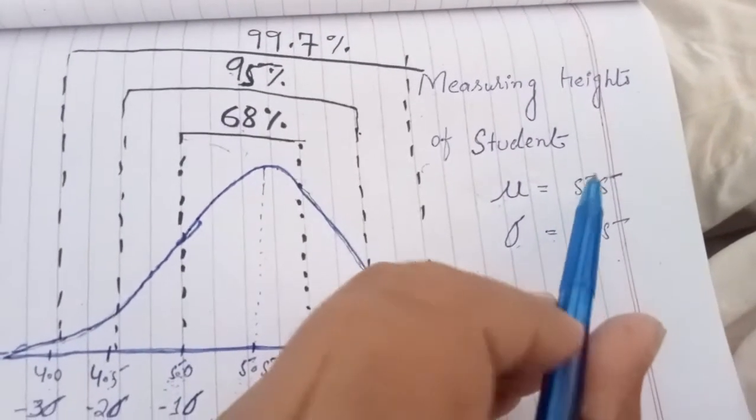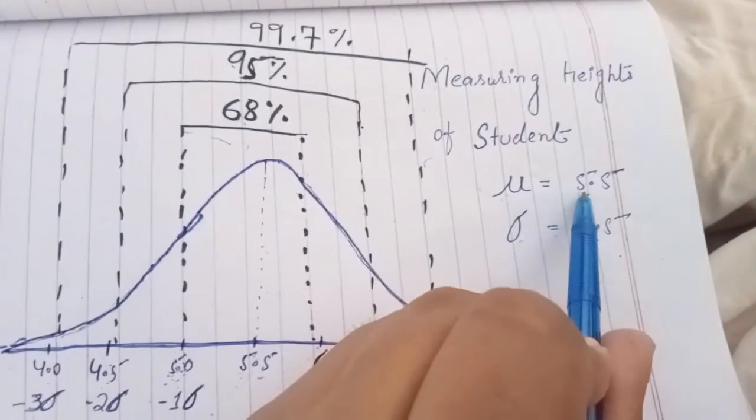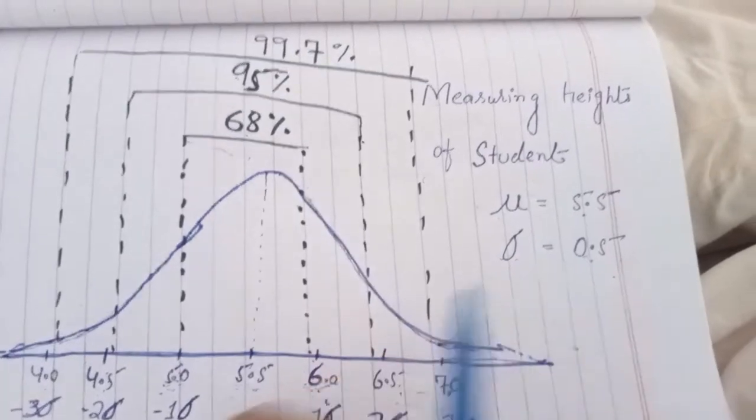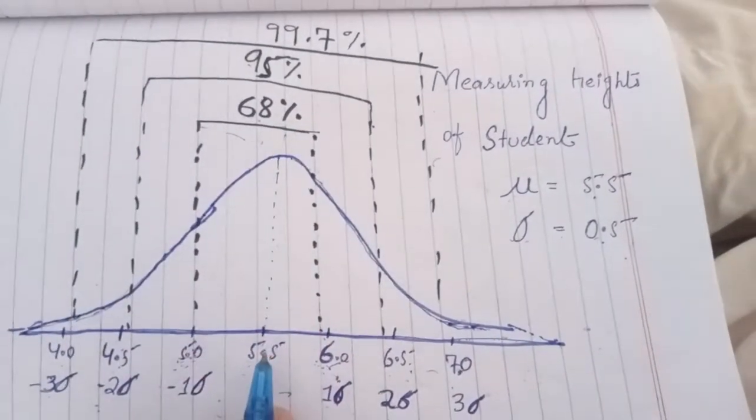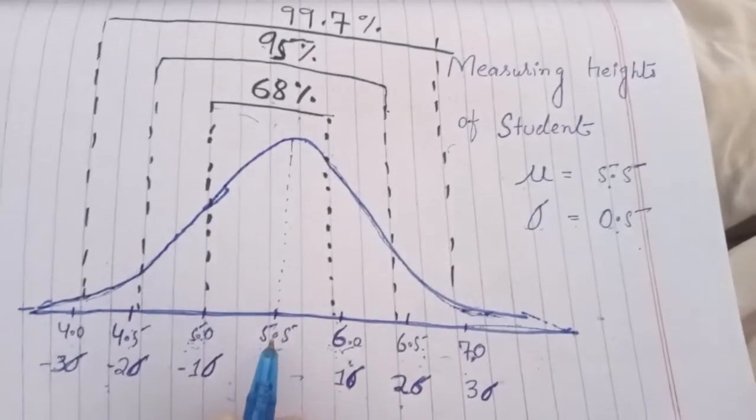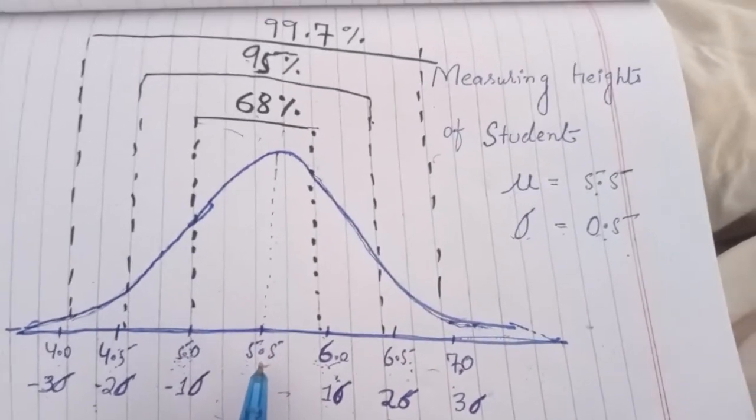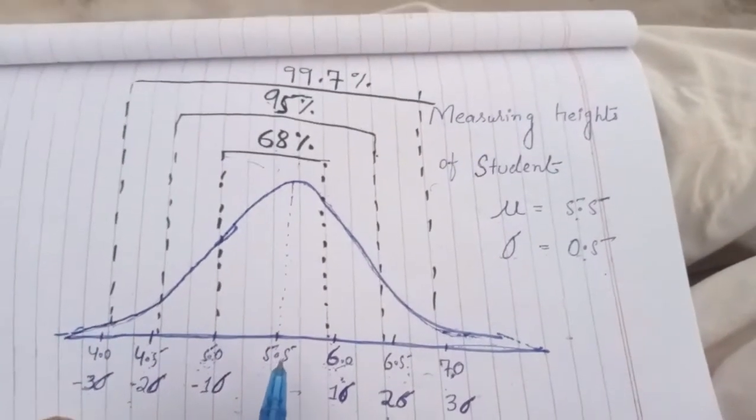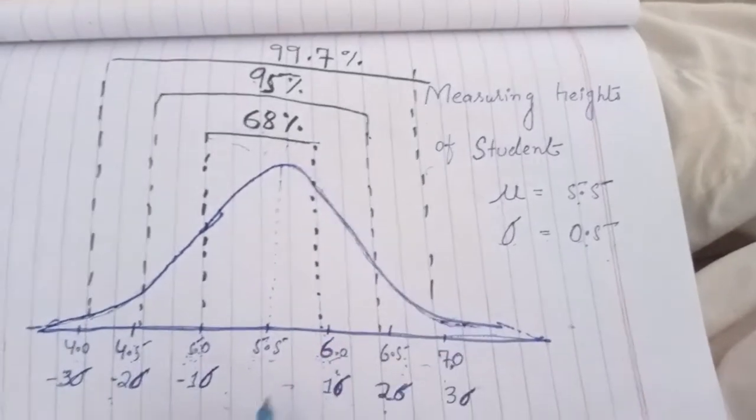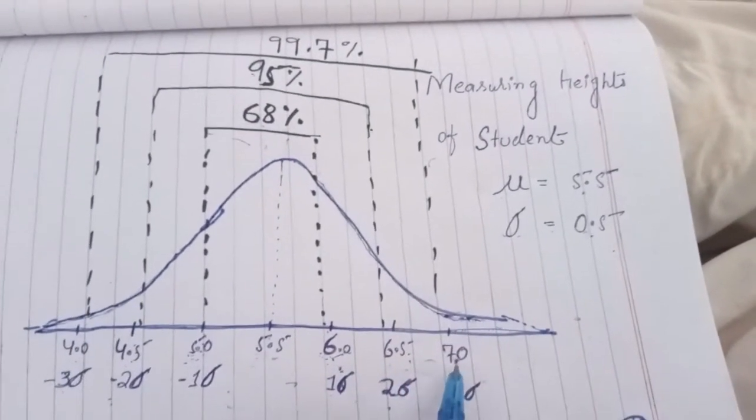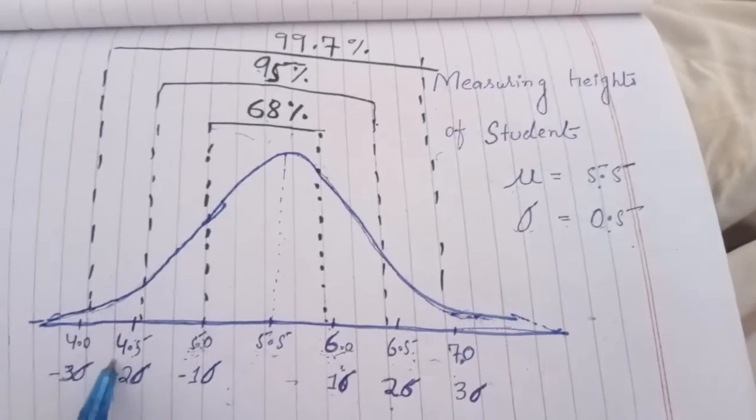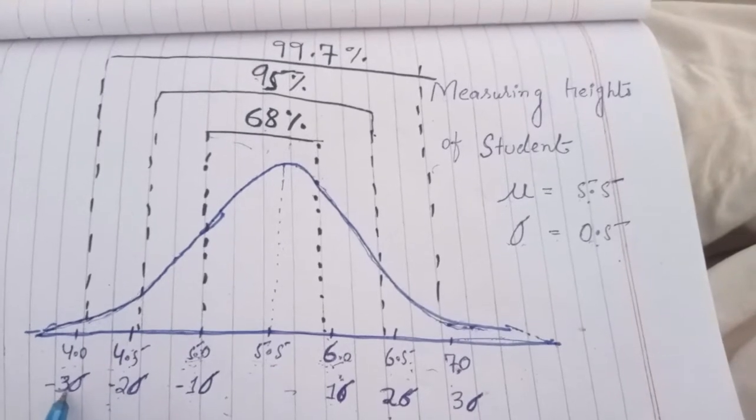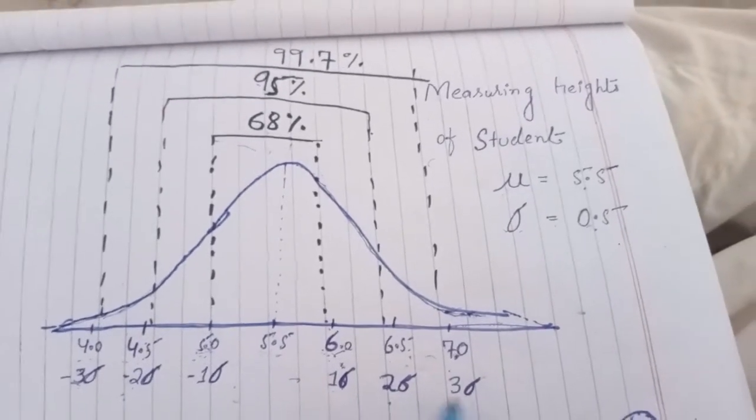Here you can see I have an average of the students' heights, which is 5.5 units. I can say units, not inches or centimeters, with a standard deviation of 0.5. So the average student has a height of 5.5 units. Now with the standard deviation of 0.5, the next values will be 6, 6.5, and 7, and below, 5, 4.5, and 4, with respect to minus 3 sigma, minus 2 sigma, minus 1 sigma, 1 sigma, 2 sigma, 3 sigma.